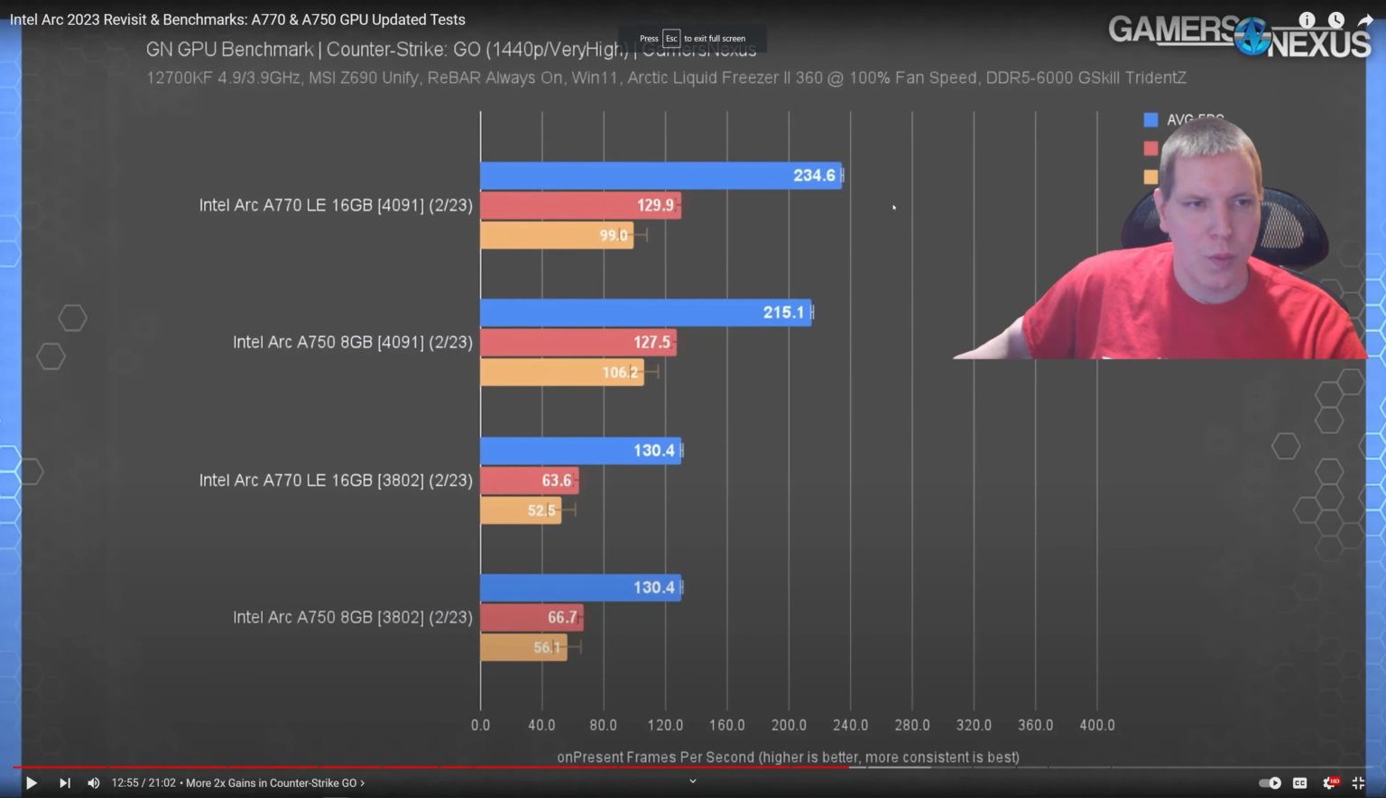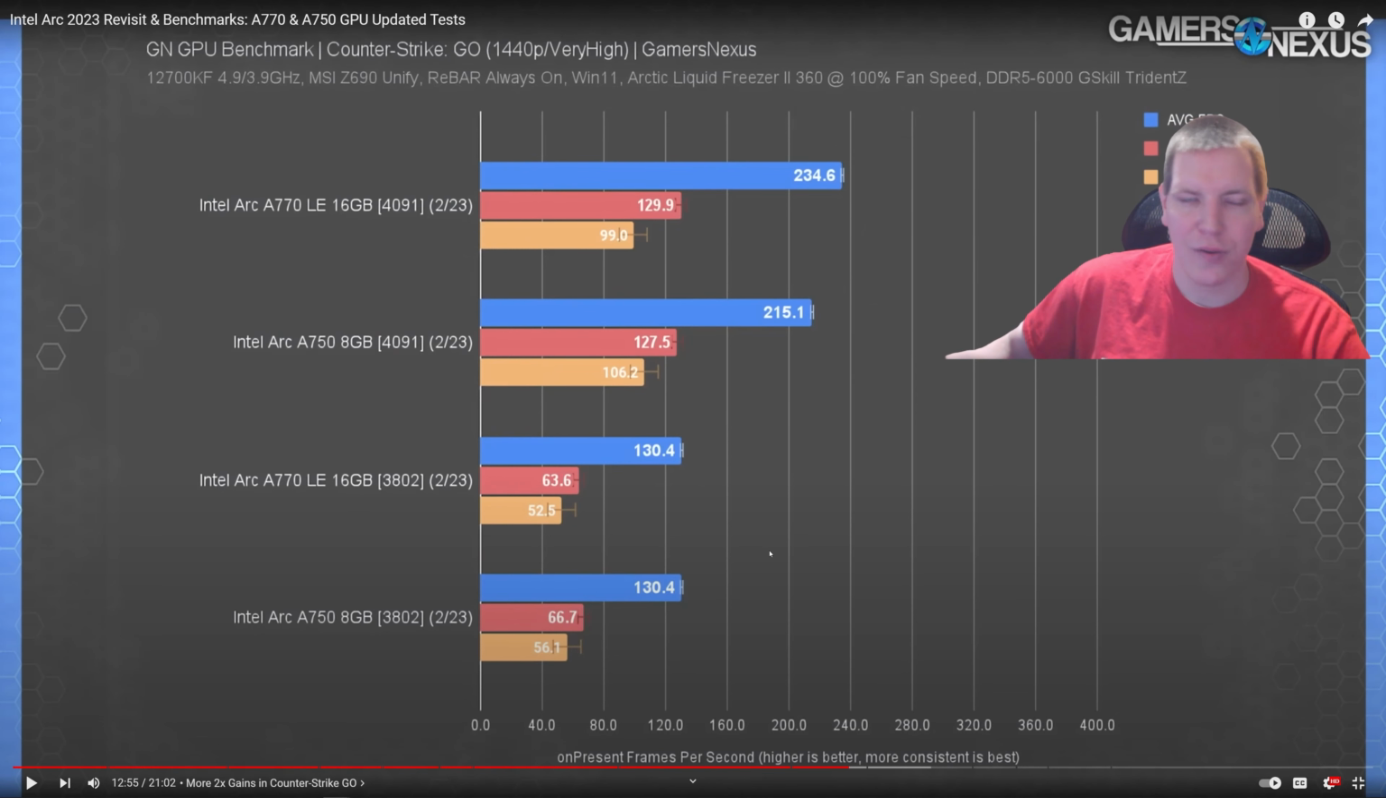Now, what Gamers Nexus has got here at 1440p, very high settings, and this is a DirectX 9 title. This is what Intel was touting that they had such performance improvements on, and boy, do they. At launch, with the 3802 driver that was re-ran recently, the Intel Arc A750 only got 130 frames per second, guys. The game that's so easy you could daggone near run it on a potato.